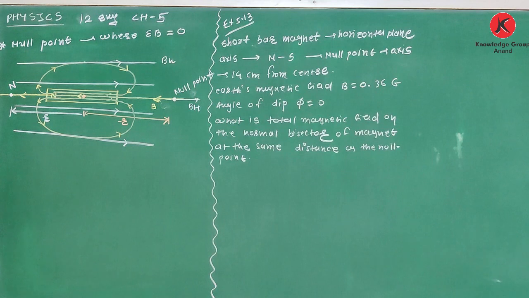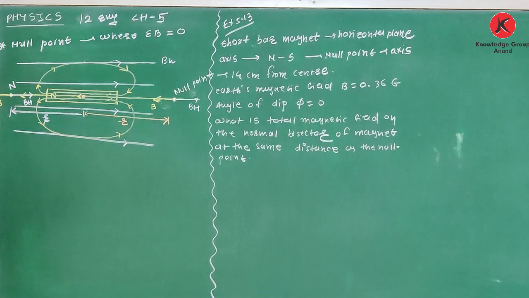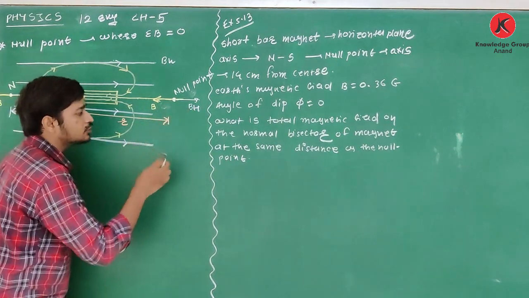Null point. And why? Because the magnetic field due to the magnet is in this direction, and the horizontal component of Earth's magnetic field is in this direction. That is BH. Clear about this? So null point means where the resultant magnetic field becomes 0, and 0 means the two fields are in opposite directions and of the same magnitude.